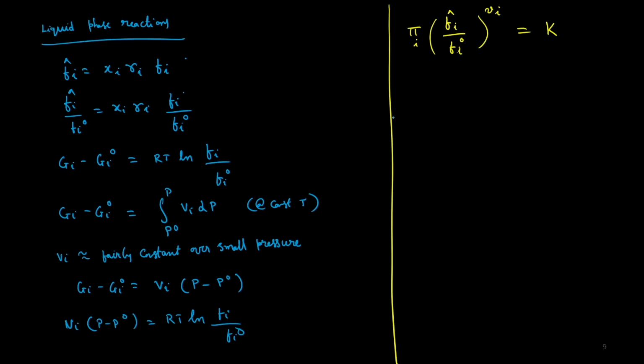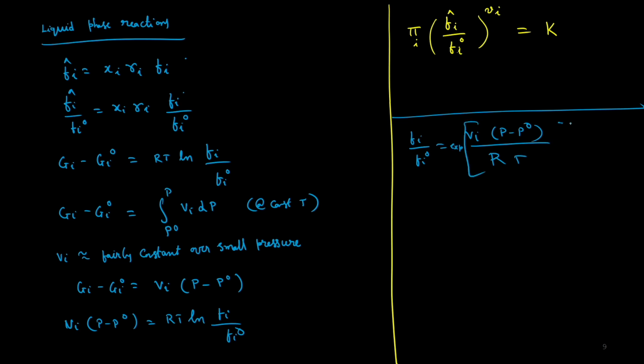So allow me to use this space. What we'll do then is write the ratio Fi by Fi naught as the exponential of Vi times P minus P naught over RT. This will be the ratio Fi to Fi naught from this particular expression. So I'll go back and put it there. What happens then is Fi hat over Fi naught is going to be Xi gamma i times the exponential of Vi times P minus P naught over RT.